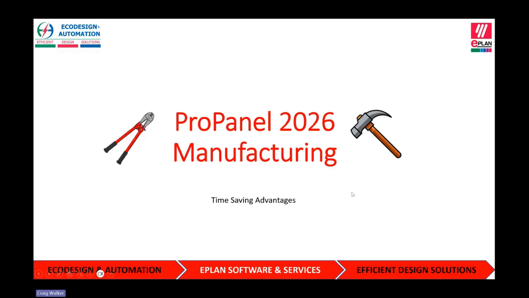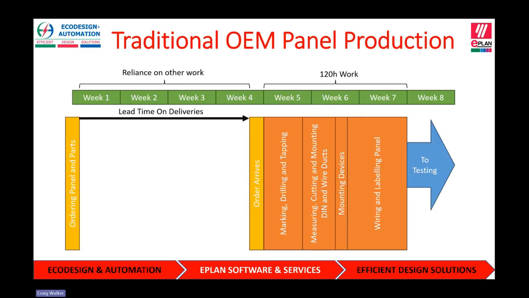So let's start by having a look at some ProPanel 2026 manufacturing and the time-saving advantages that you can get out of this. Having a look at the traditional OEM panel production, and this is something I used to do in industry, where you have a job and you plan it all and you order all your parts, but you can't really start working on that panel until the order arrives, the panel's delivered, your wire's delivered, and everything's ready to go. And from that point, you're starting flat-footed.